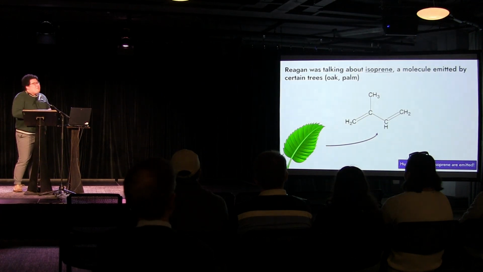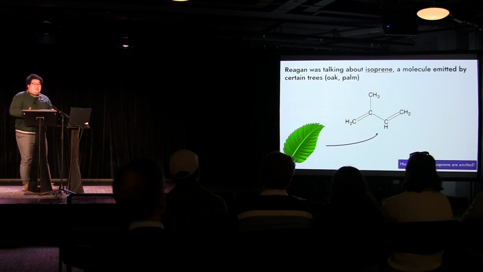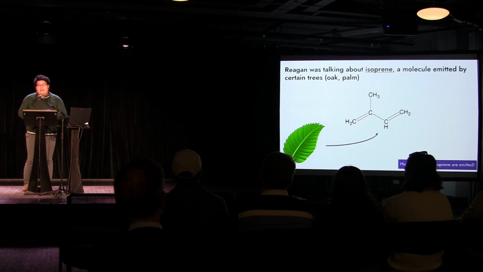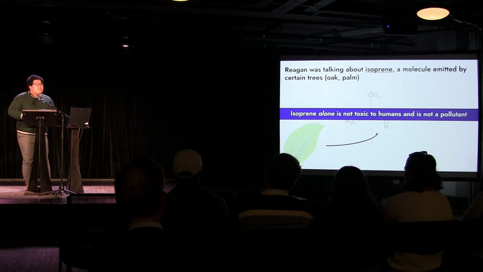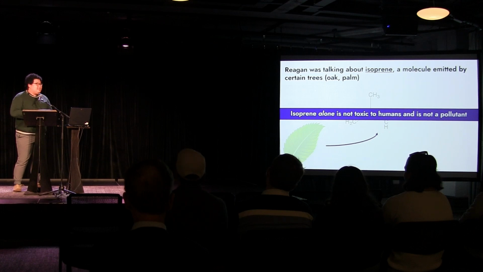And so what Reagan was talking about was this molecule called isoprene, which you can see in the middle of the graph. This molecule is emitted by certain trees, not all trees, so in particular oak trees as well as palm trees. And so when these trees emit this isoprene, they actually emit it in quite large amounts. So huge amounts of isoprene are emitted on a global scale. I want to make the really important point that isoprene alone is not toxic to humans and is not technically a pollutant. You can breathe in isoprene and not have any significant side effects.